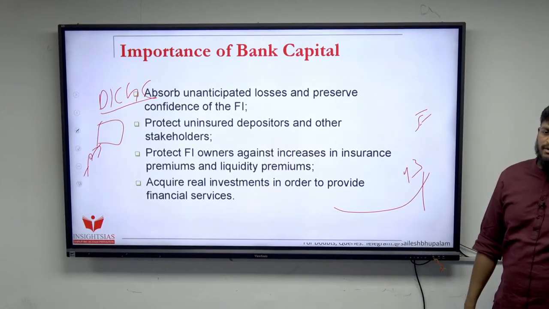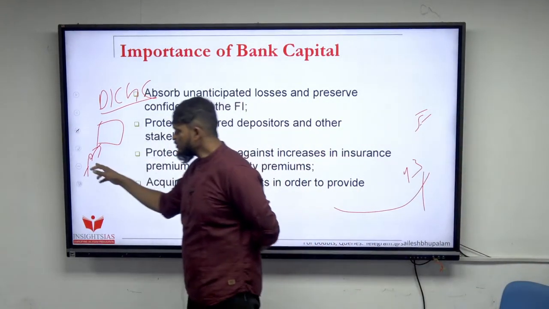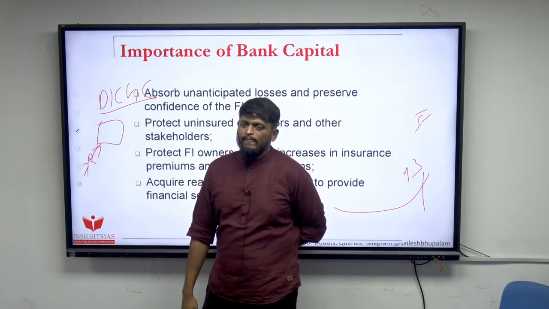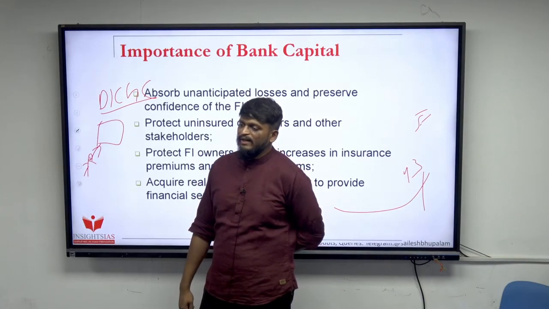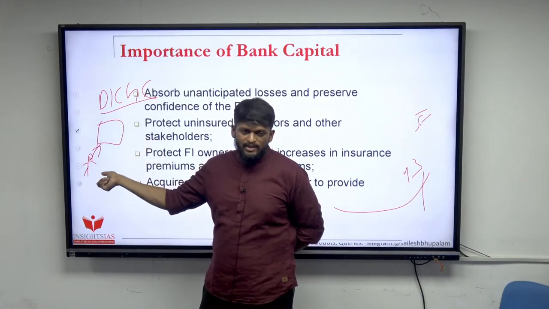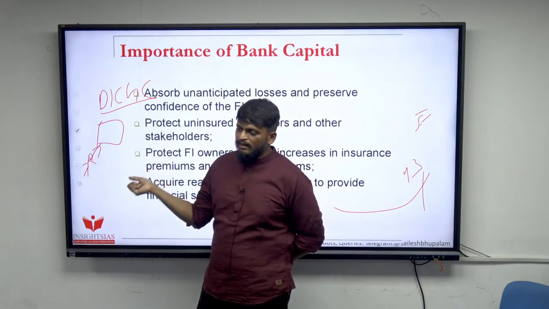People don't need to buy insurance. Government will buy. Government will pay the premium to DICGC and it has insured all the depositors. You understood? What does it mean to you? If you have a bank account, if you have deposited money in that bank account, if the bank fails, then government will give you insurance, however much you have deposited. If it is below 5 lakh, you will get the full amount. If it is more than 5 lakh, you will get up to 5 lakh.